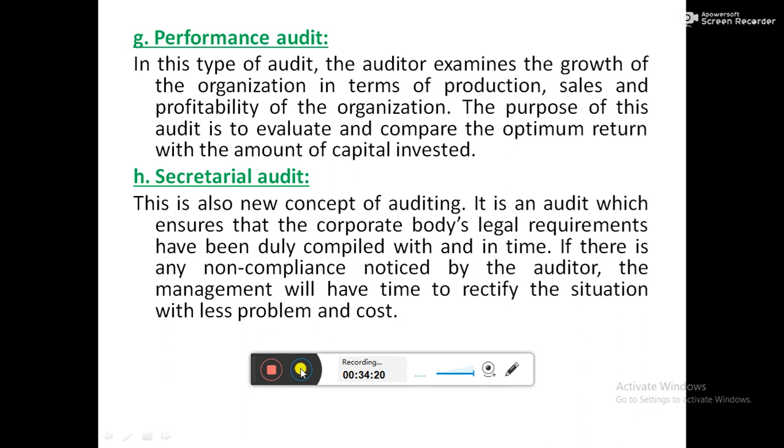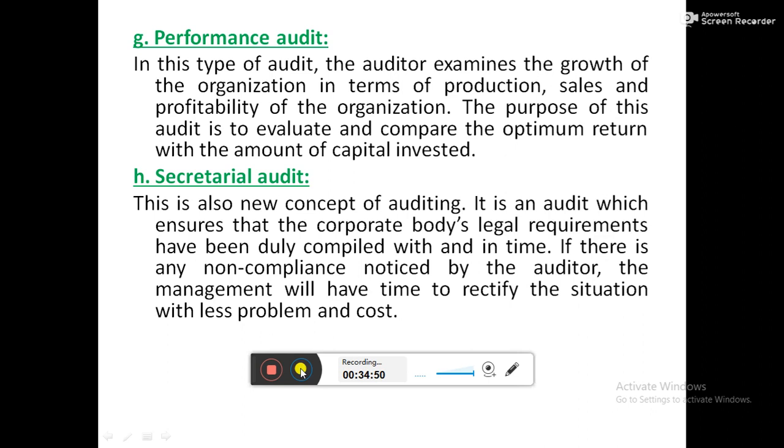The purpose of conducting this audit is to evaluate and compare the optimum return, how much return they are getting against the investment of their capital. He will analyze, assess and evaluate and tell in his report how much maximum return they are getting against the amount of capital the shareholders or the owners have invested.